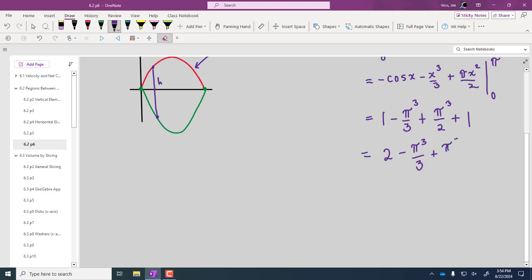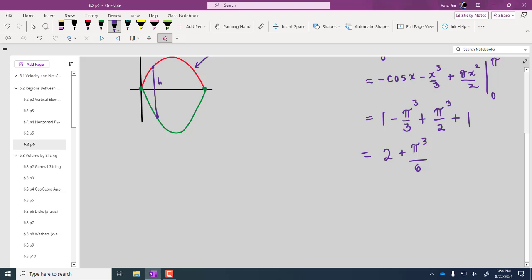So 2 minus this other stuff. Oh, they have the same power. We can combine those. I didn't even notice that. What would the common denominator be? 6. So we'll get a common denominator of 6. It's going to be a pi cubed. And let's see how many we're supposed to have. This is going to be multiplied by 2, and this is going to be multiplied by 3. So we're going to have negative 2 plus 3, and we end up with positive pi cubed over 6.